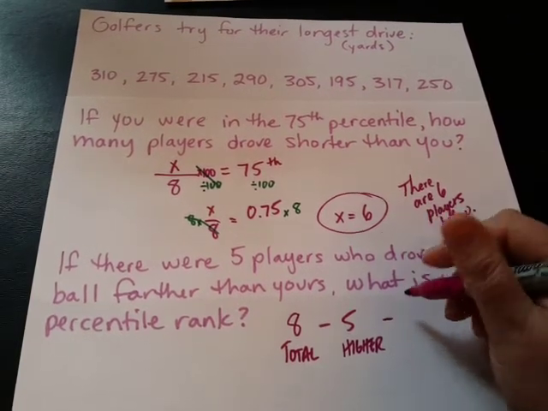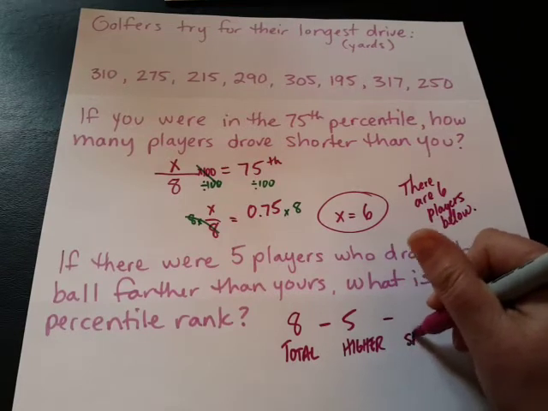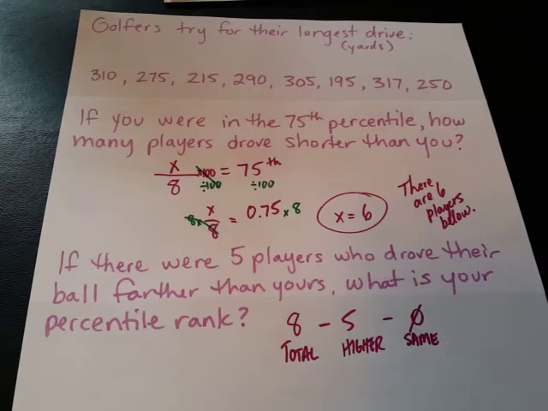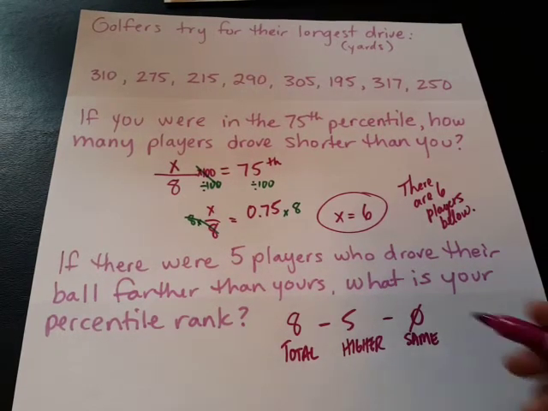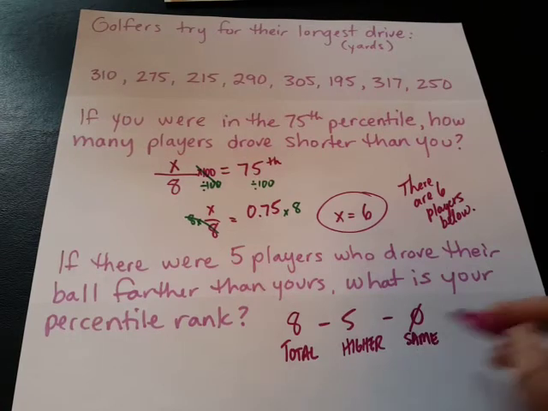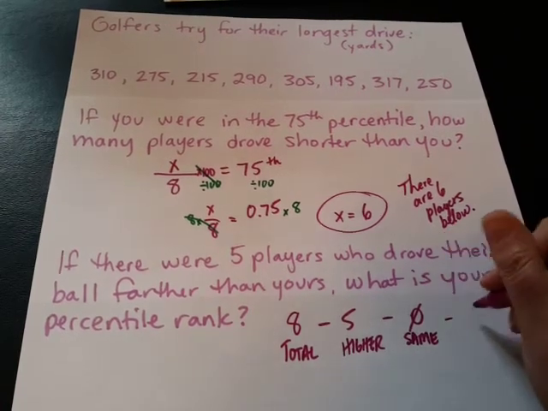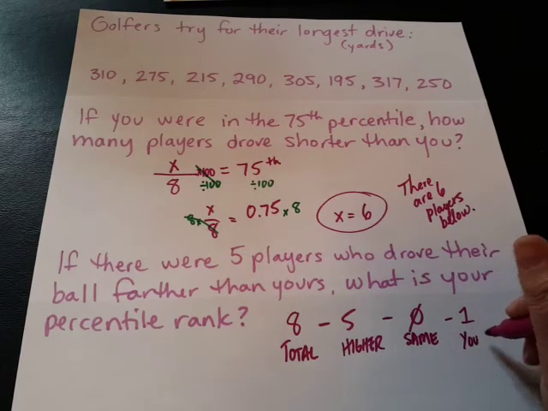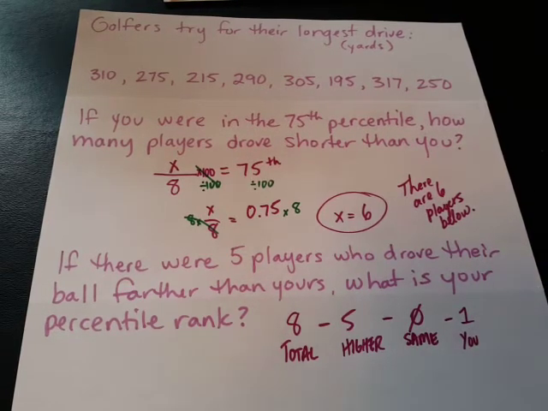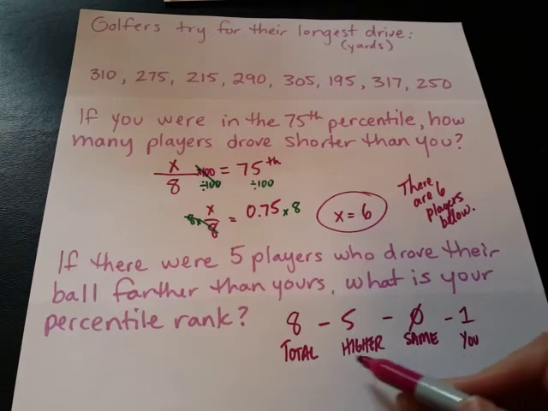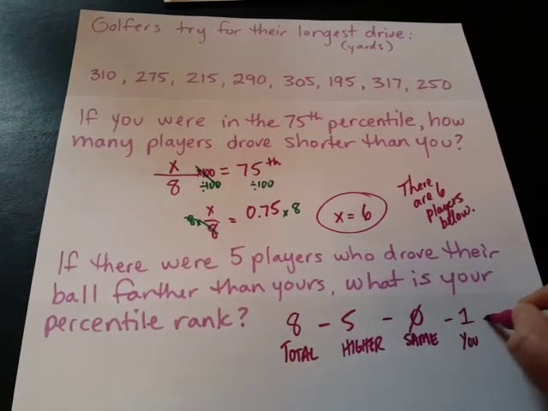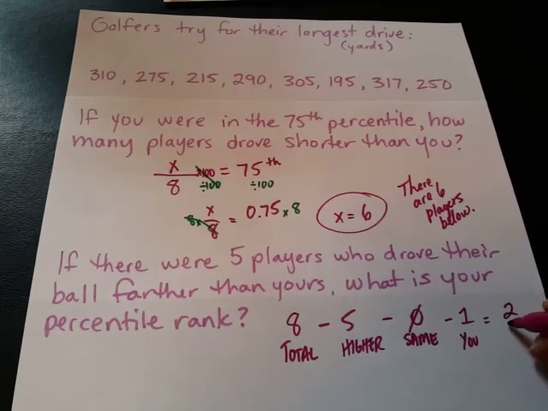I have to ask the question, are there any that are the same as me? And in this case, there are none. It doesn't say that anybody drove the same amount as me. But you would want to also subtract off the ones that are the same. And you want to take away 1 for yourself, or for whoever the person is. So if there's 8 altogether, minus the 5 that are higher, minus 1, should be left 2 lower.